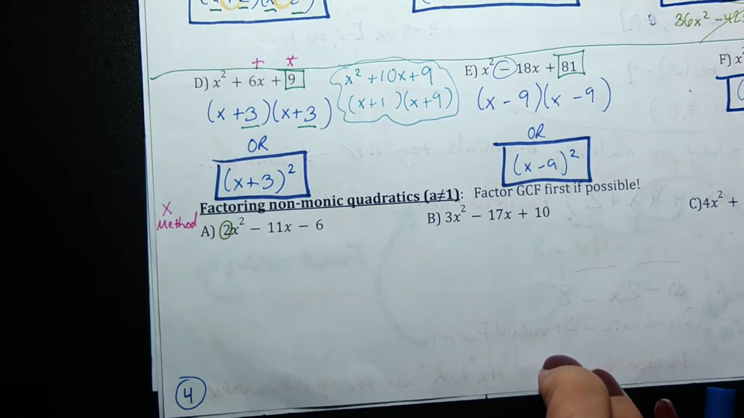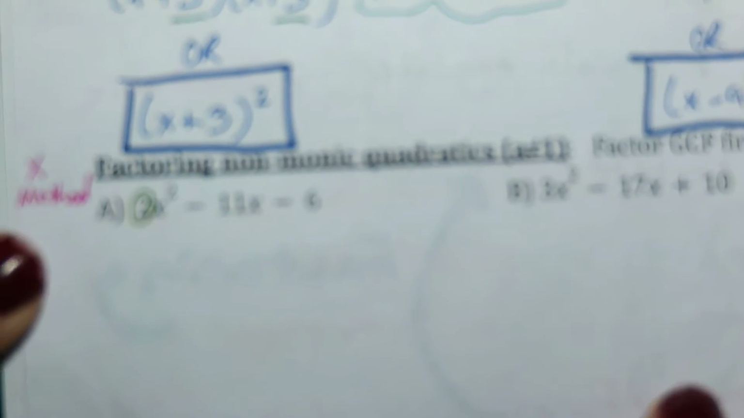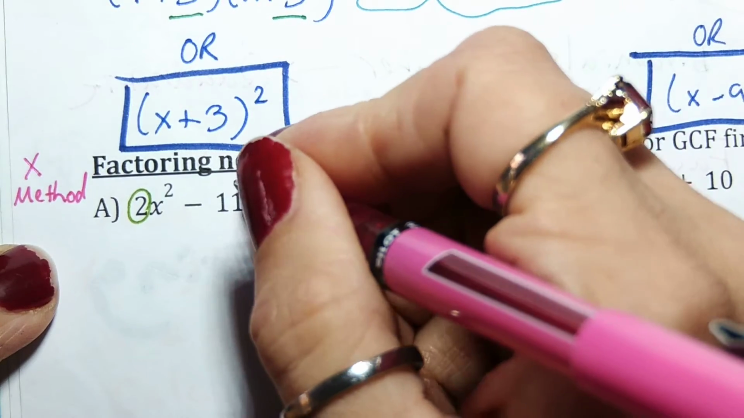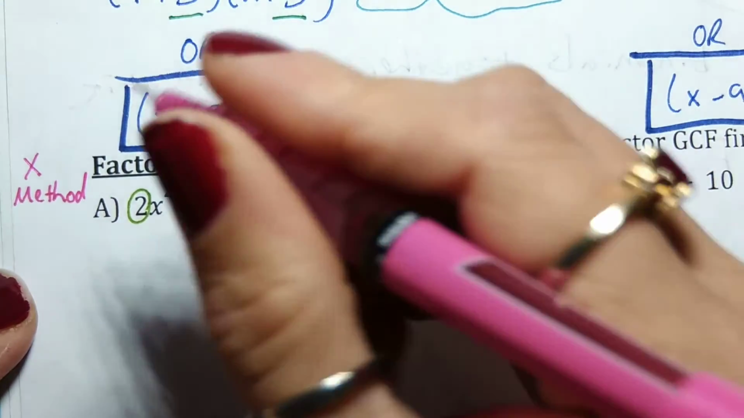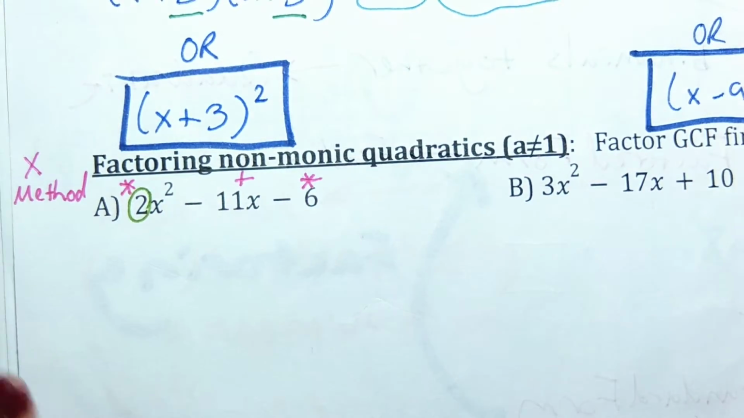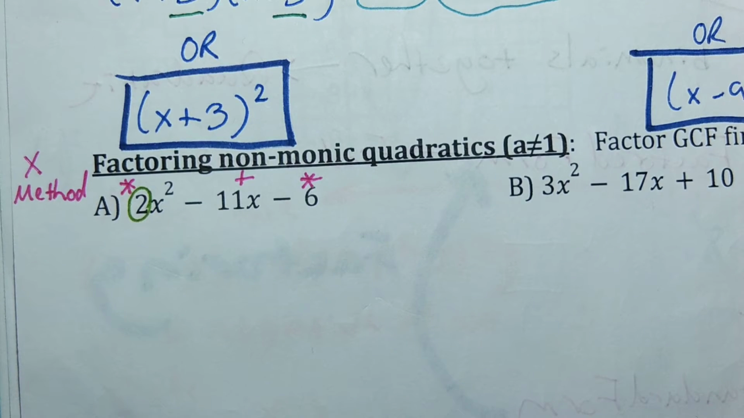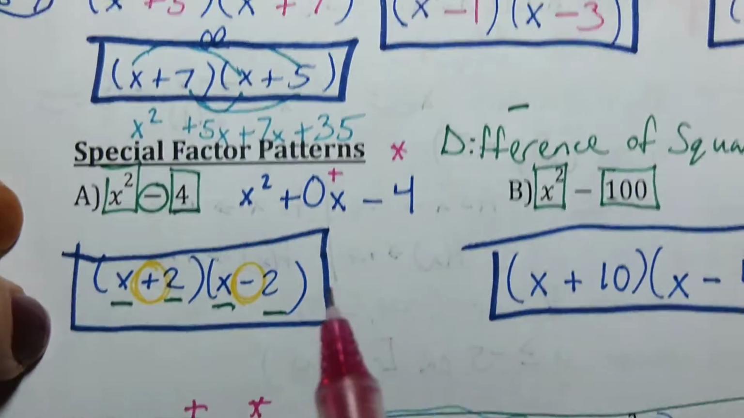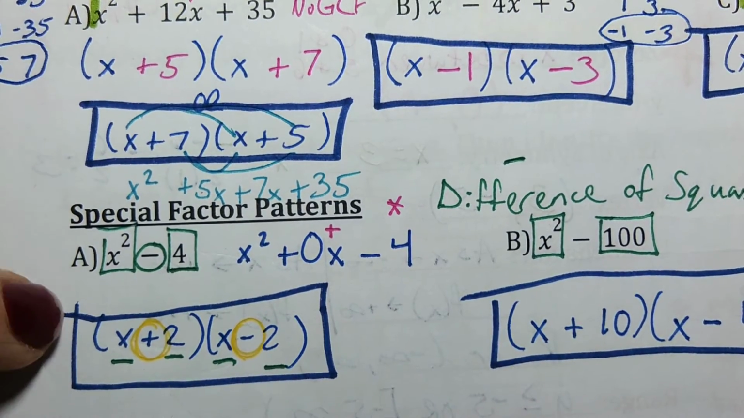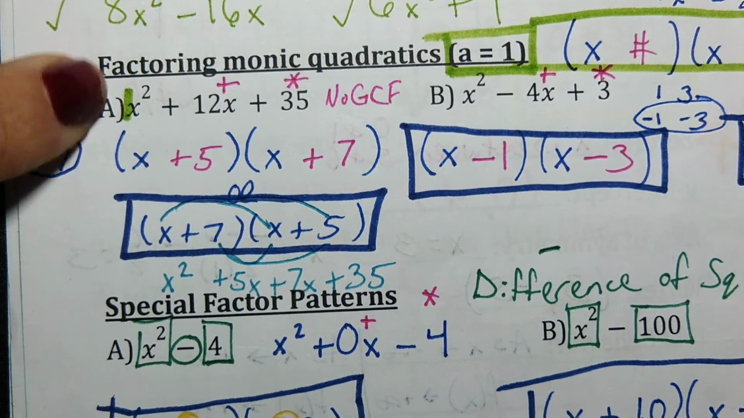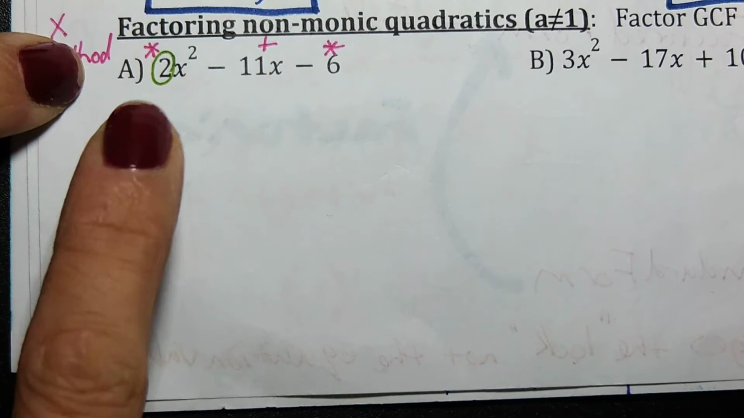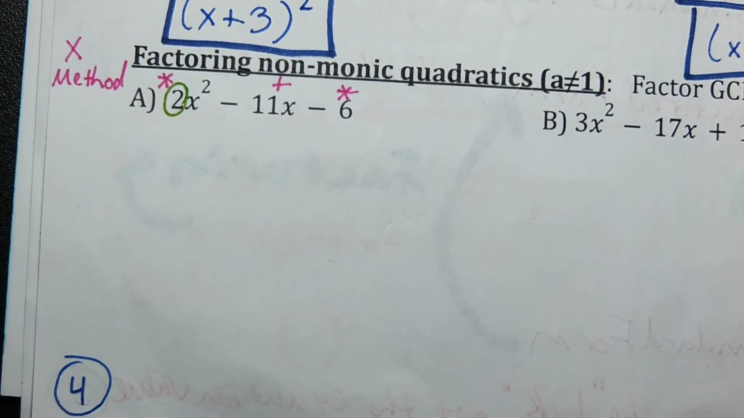So for the X method, instead of just looking for a product of the last term and a sum of the middle term, we're also going to be looking for a product of the first term. In all the factoring ones that we did yesterday, it was always x and x in the two numbers, or x and x in the other two numbers. But once I have something other than 1 here, such as what we have with this 2, I'm going to need to have 1x and 2x in order to be able to get the FOILing to work out.